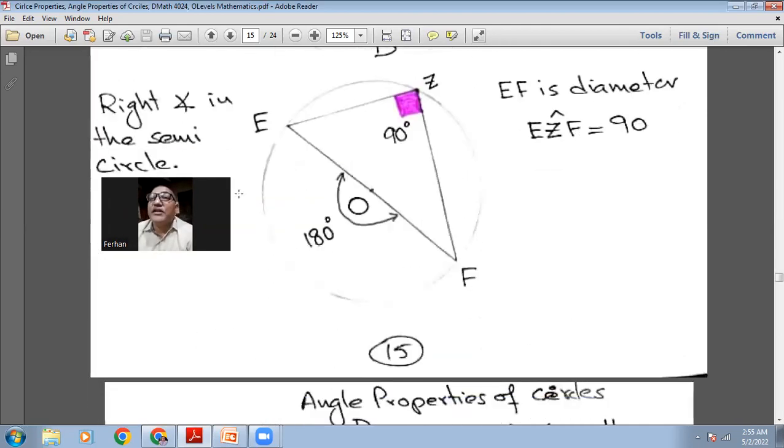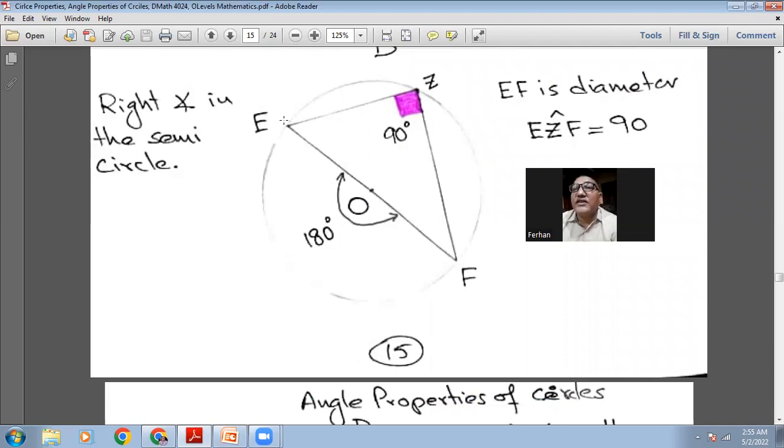Here is another example of the same property. For example, EF is a diameter. A diameter is a line segment which joins 2 points of the circumference, and it passes through the center. If I join the E end of the diameter with this point on the circumference and F with the same point, Z, then the angle between EZ and FZ will be 90 degrees. This is called a right angle in the semicircle. I hope you understand.